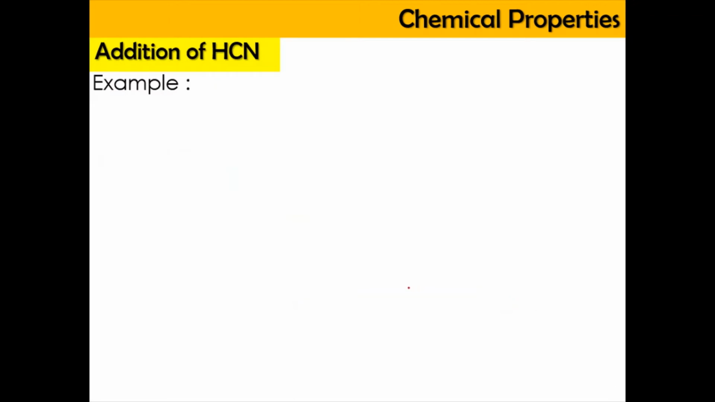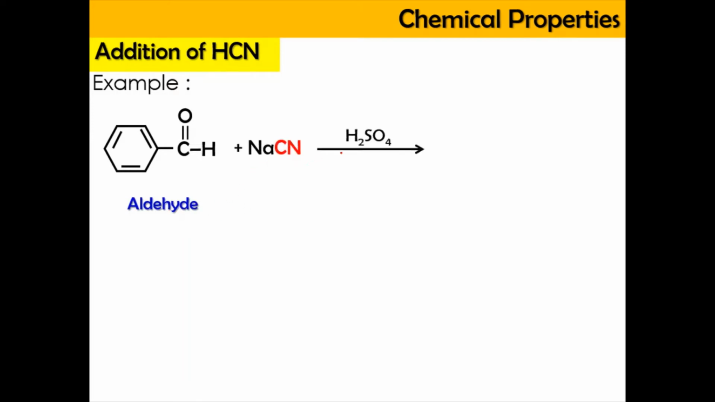Now we're going to do another example. Let's say we have the aldehyde here, which is benzaldehyde, and we're going to react it with NaCN under acidified conditions. What you're going to expect from this reaction is that CN will be attached here, and the double bond O will become OH. This product is known as the cyanohydrin.